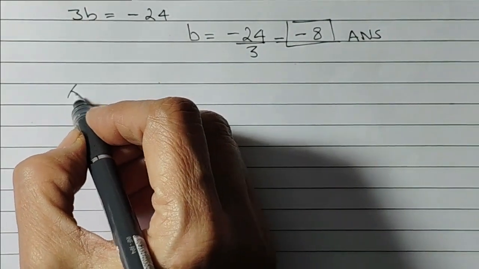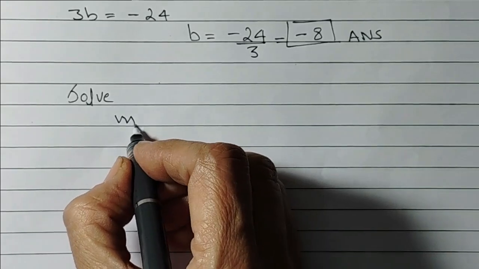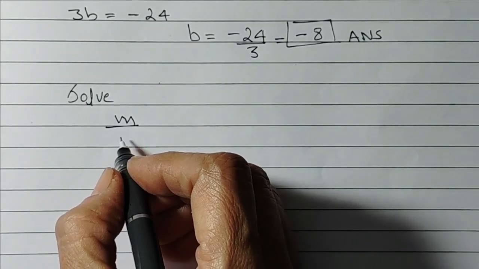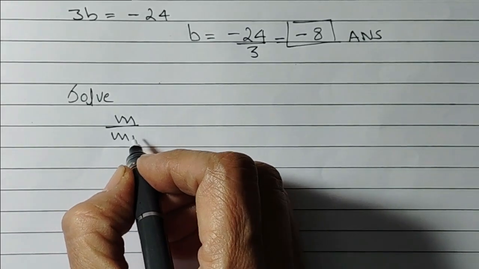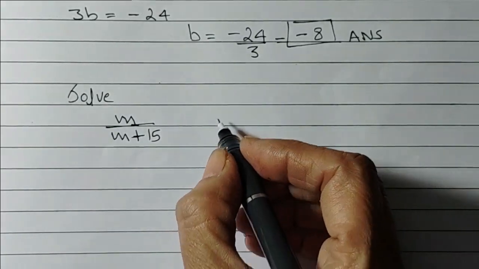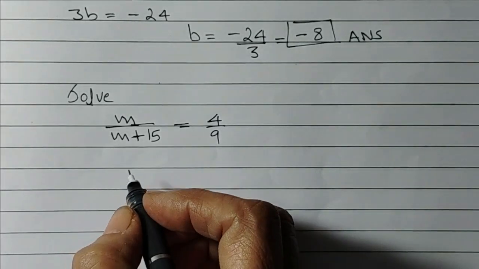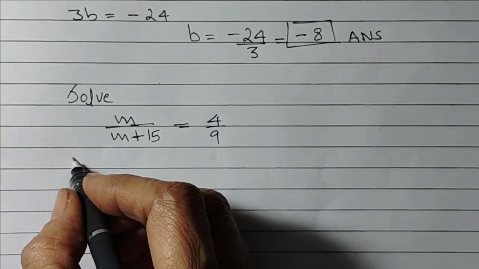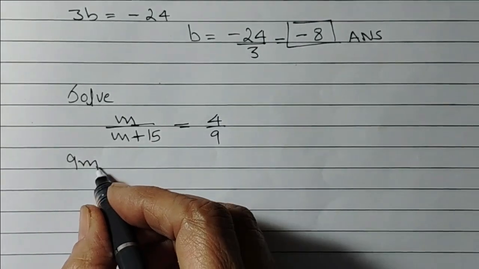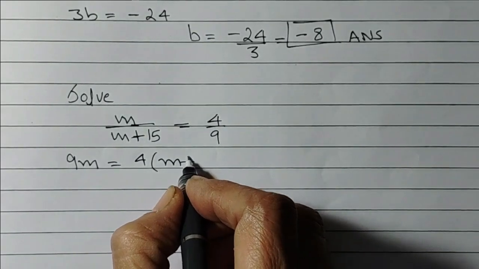Now solve m over (m + 15) equal to 4 by 9. By cross multiplication it is 9m equal to 4 into (m + 15).